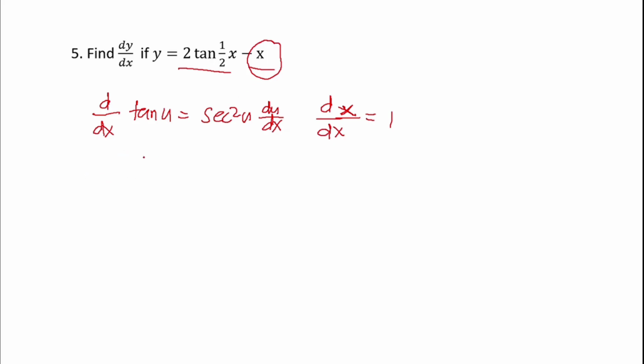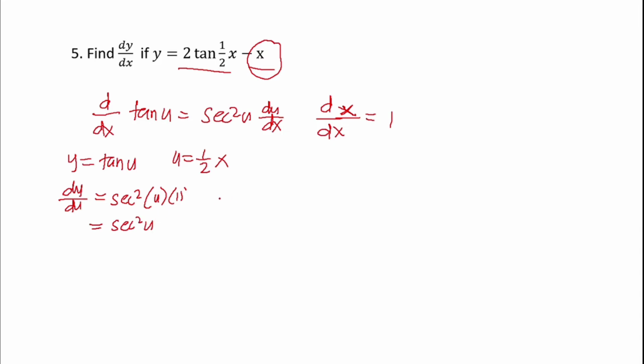So now we have y equal to tangent u, where u is equal to 1/2 x. So dy with respect to u is equal to secant squared u times 1, so this is secant squared u. And du with respect to x is equal to 1/2. Now we are going to substitute.